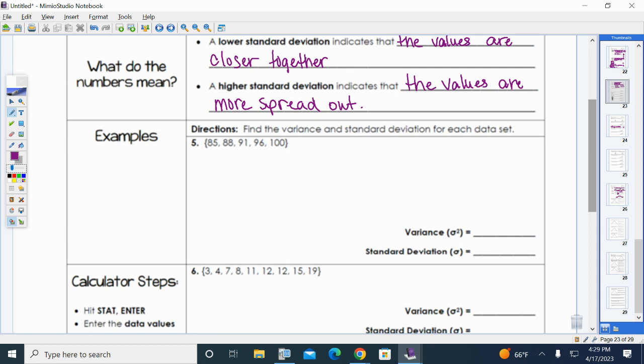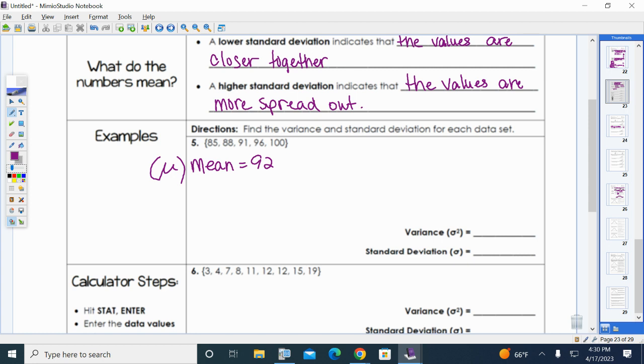On question number 5, if we're going to do this by hand, we have to know the mean of the data. And I'm just going to tell you that the mean is 92. The mean, which is your mu, is equal to 92. And again, you would have gotten that by taking your calculator, take 85 plus 88 plus 91 plus 96 plus 100 and divide by 5, because there are 5 terms in your data set.